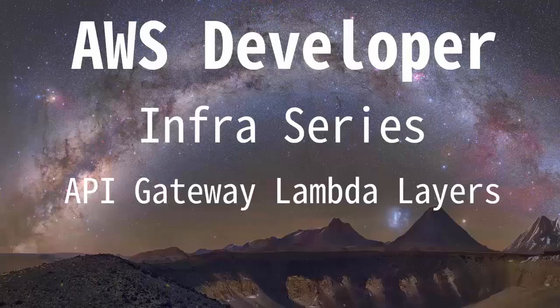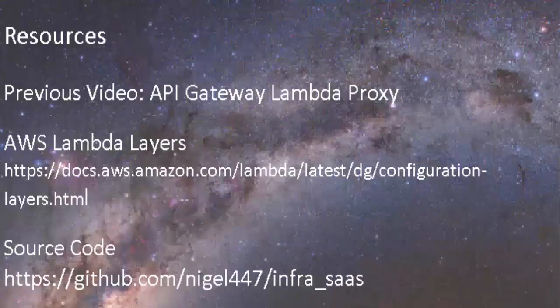This is the third video in our AWS Developer Infrastructure series. We're going to show how we can set up a Lambda function that can call framework dependencies and reusable code from what's known as a Lambda layer. The code will be very similar to the previous video. You can find more details about AWS Lambda layers at the link provided here.